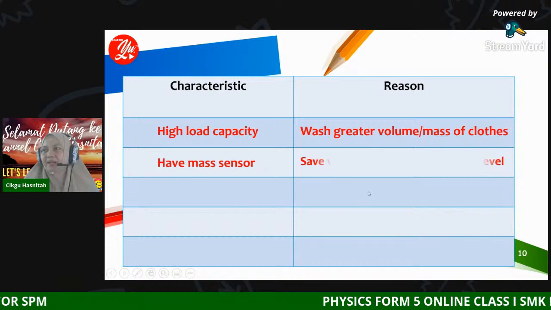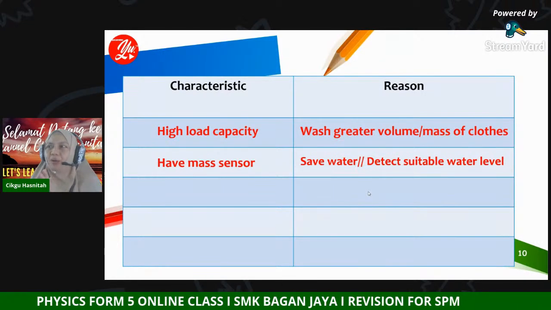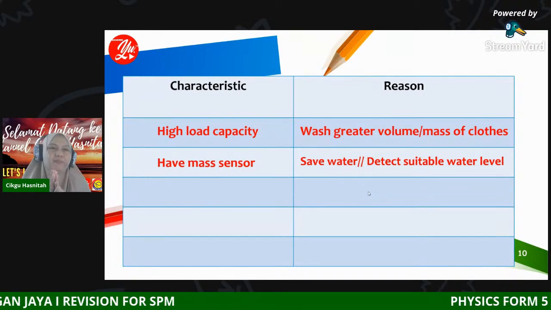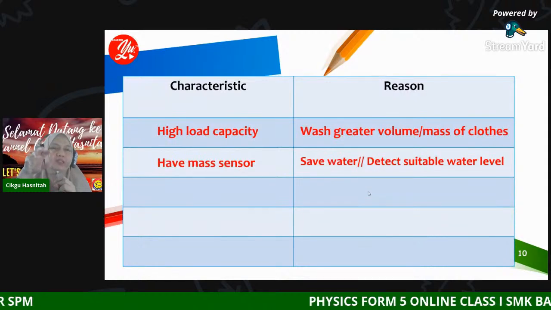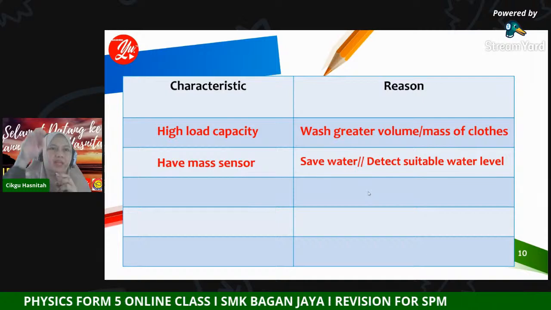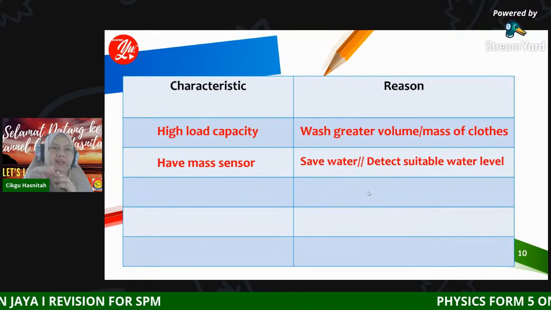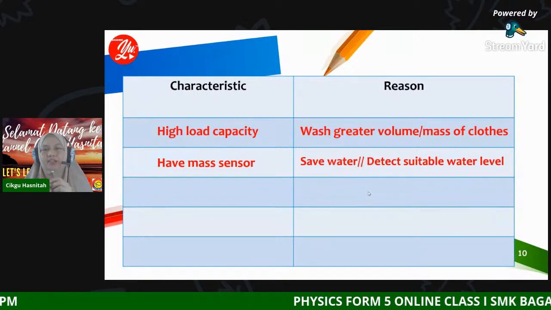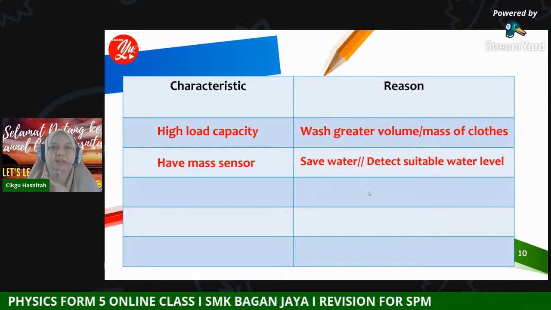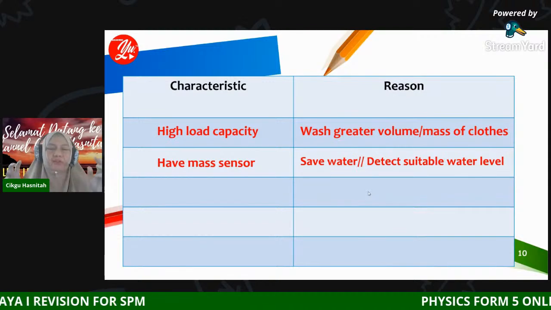So let's take a look at the answer. So we can save water. Yes, so reduce water usage, or save water, or detect suitable water level. The water will flow in based on the mass of the clothes inside. If you put more clothes, the water level will be higher. If you put fewer clothes, the water level will be lower. So this is the reason for having a mass sensor. We can save water, or it can detect a suitable water level according to the mass of clothes we place in.